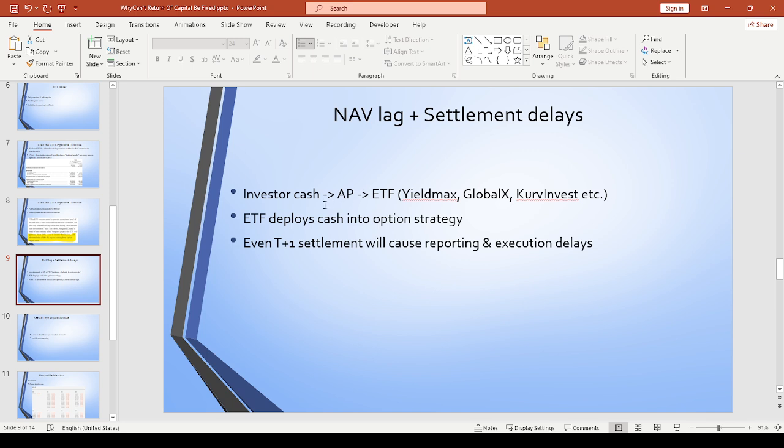So first, for example, if we wanted to put our money to work, we'll first have to go through buying it from our brokers, and in turn they go through that process that I showed you earlier, where they go to the authorized participant, and then they go to either YieldMax, Global X, or Curve Invest, etc., to put that money to work, and then the ETF themselves will have to deploy cash into an option strategy. So even if they're using a T+1 settlement, whatever the time of your transaction, you have to wait at least a day. And this causes reporting and execution delays.